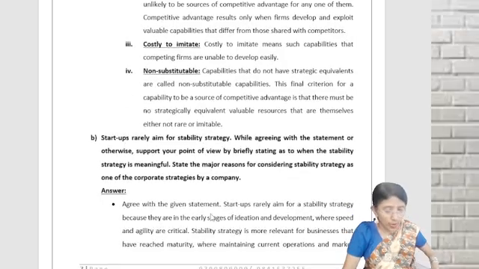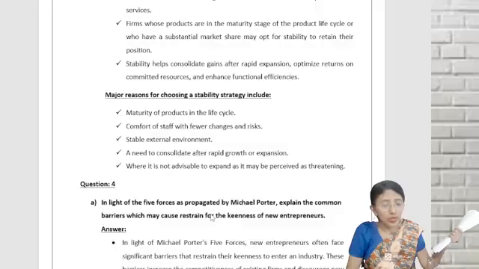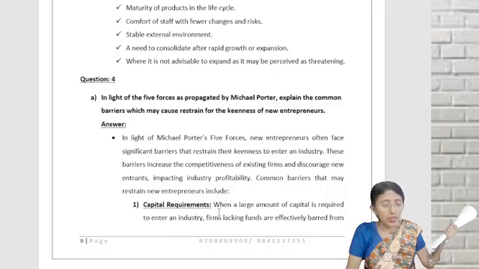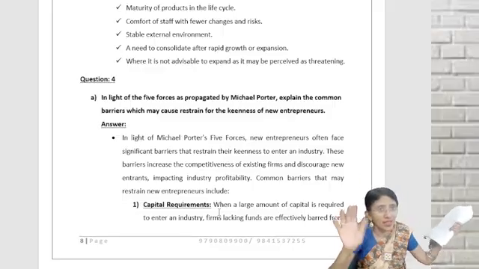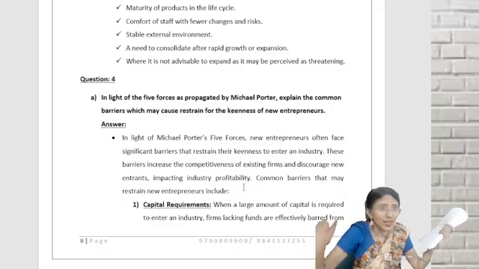So the next one is purely a theoretical question. There is no calculation for this. For the 5 forces as given by Michael Porter, explain the common barriers which may restrain the entry of new entrepreneurs. So one segment of the 5 forces is taken and asked. What are the barriers that may restrain new entrants from entering into the market?